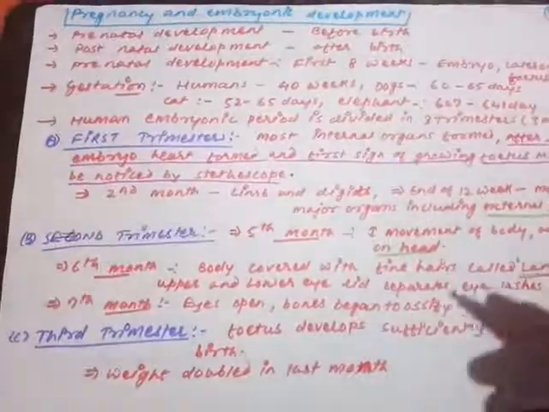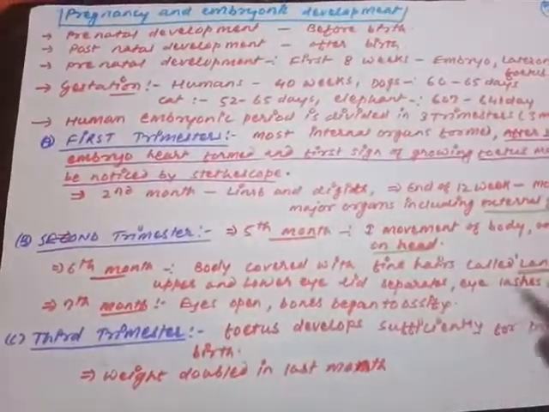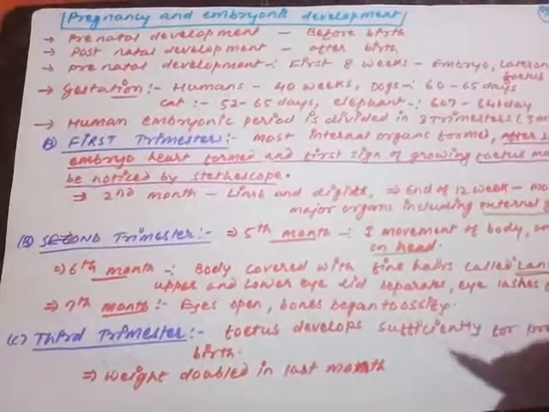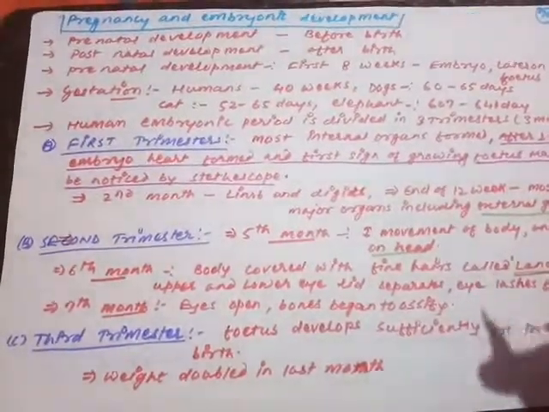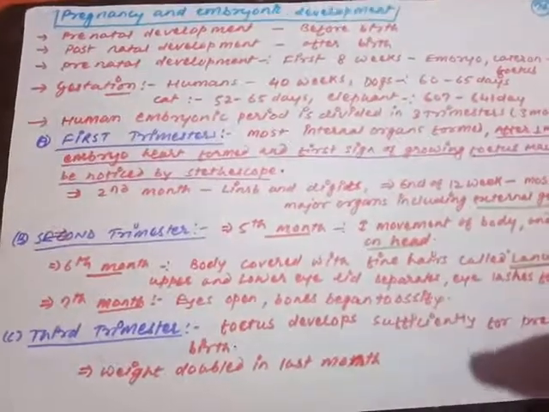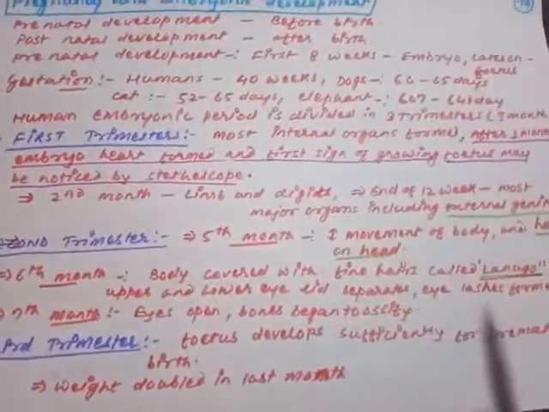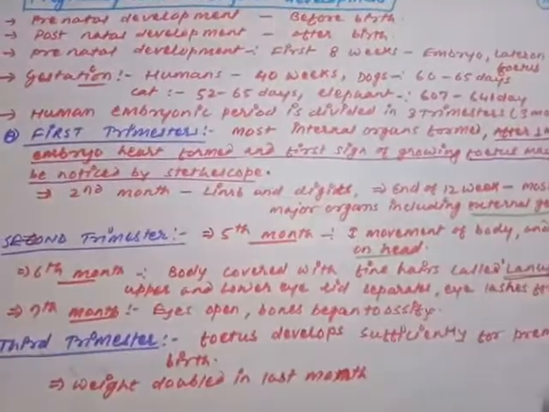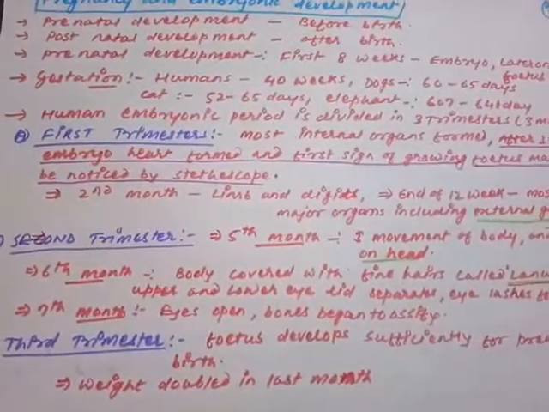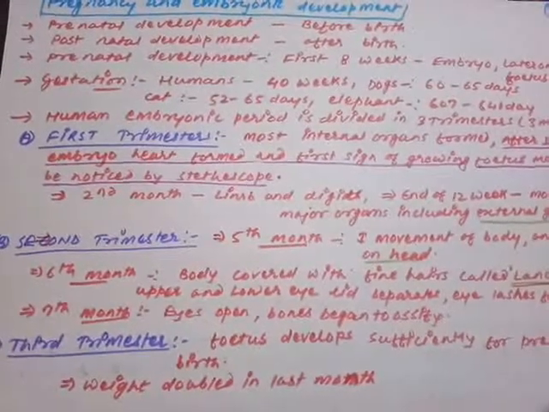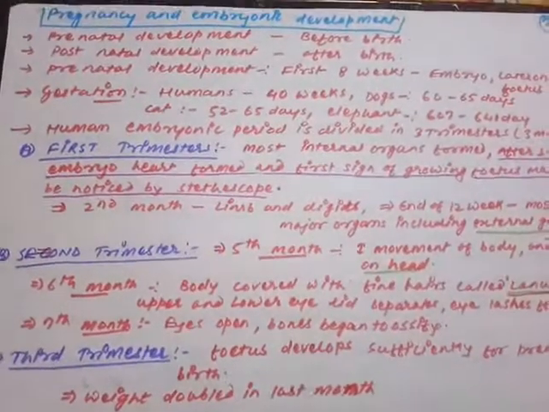At the end of the pregnancy time, at the end of gestation, at the end of the 40th week, the weight of the fetus is almost doubles from the previous weight. So this is all about the pregnancy and the embryonic development. Now we are all set for the childbirth. So in the next lecture we'll see the process of childbirth, that is called as parturition. Till the time, thank you.